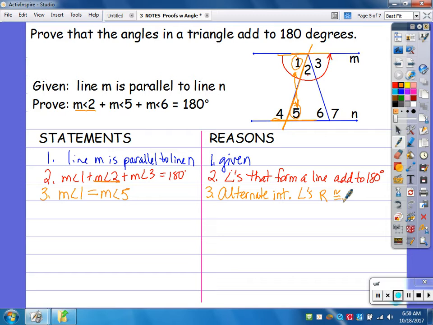All right, so now I'm good with angle 1 and 5. Now I need to look at 3. So since I used up 5 with 1, I know that 3 and 6 are the ones that have to go together. So I look at angle 3 here and angle 6, and I can see, again, if I look at the parallel lines and the transversal that's next to 3 and 6, those are alternate interior angles. So I'm going to say for statement 4 that the measure of angle 3 is equal to the measure of angle 6, and my reason is alternate interior angles are congruent.